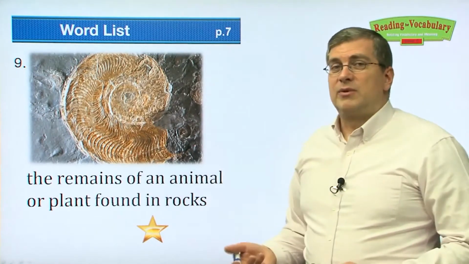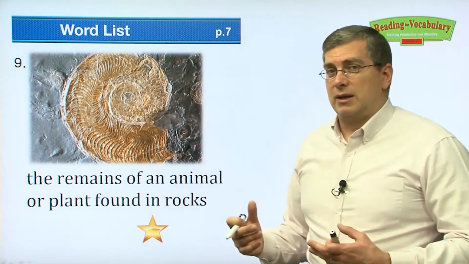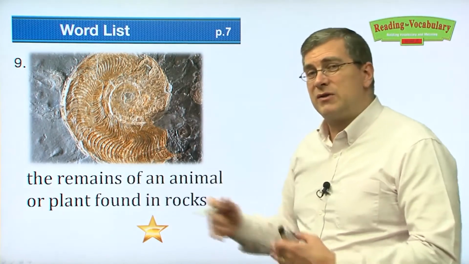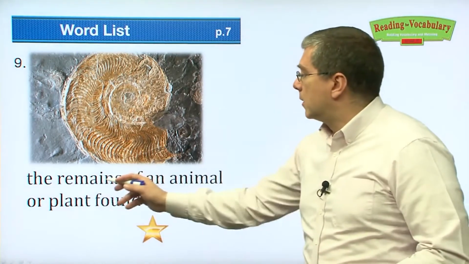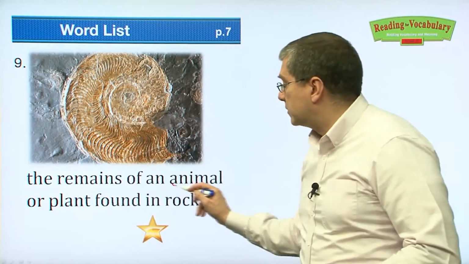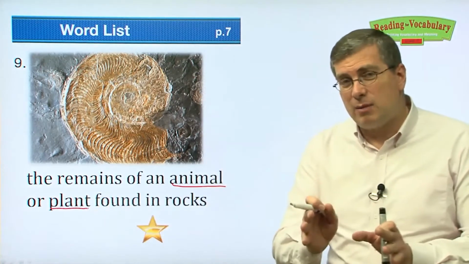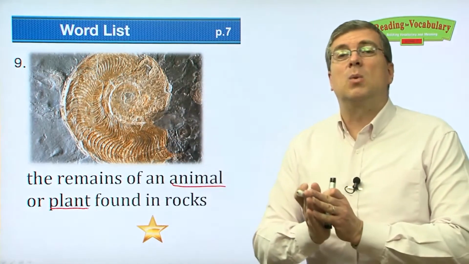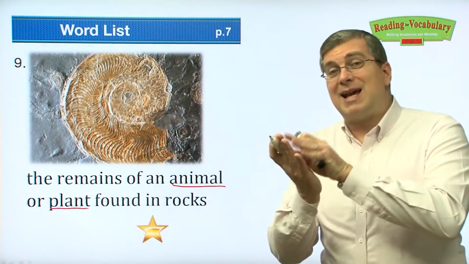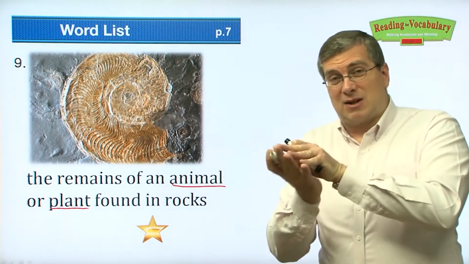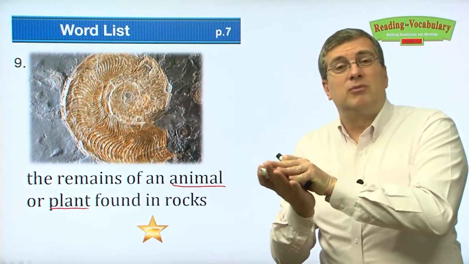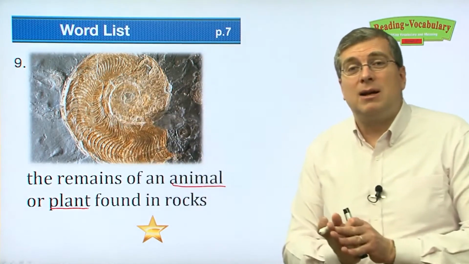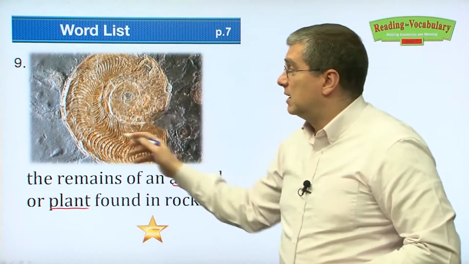9. Sometimes, of course, animals will leave evidence that they existed. And that evidence is their remains. The remains. What is left behind? The remains of an animal or plant. So it's an animal or a plant. Not just animal, but also plants leave remains, and you can find them in the rocks. Usually the animal or plant dies in mud, and the mud is compressed under pressure, and that mud becomes rock. Well, the imprint of the animal's body or the plant's body is left or made into the rock.